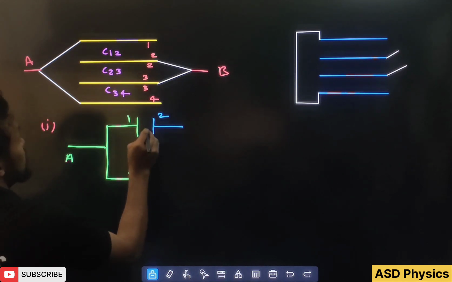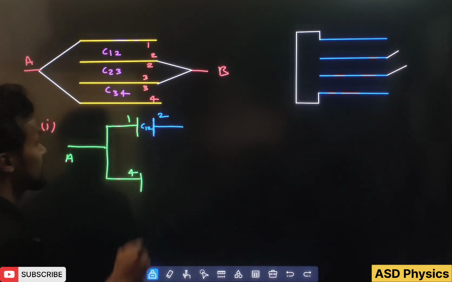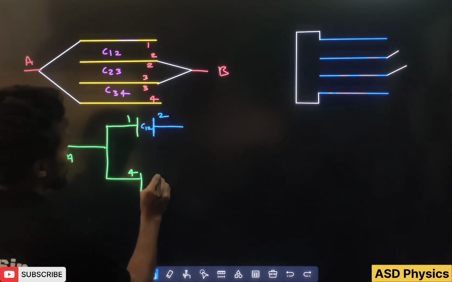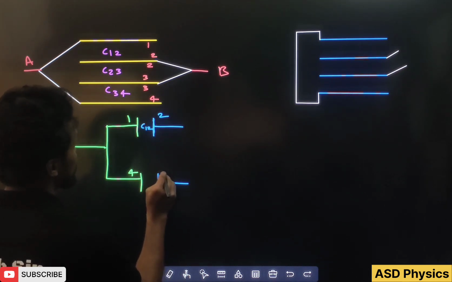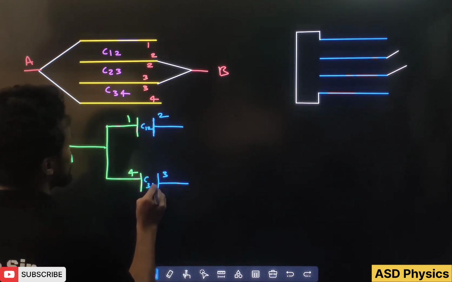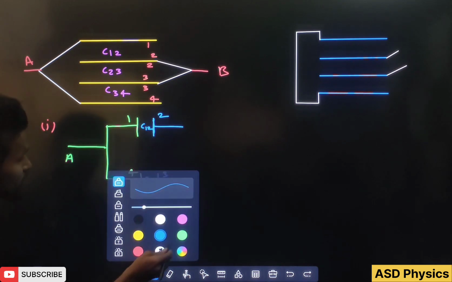Now this 1, 2, this one here, what is the name? This is C12. And here again we have 3, 4. This one we have made here, 3. What is this capacitor? C34. Now what will happen here, students?